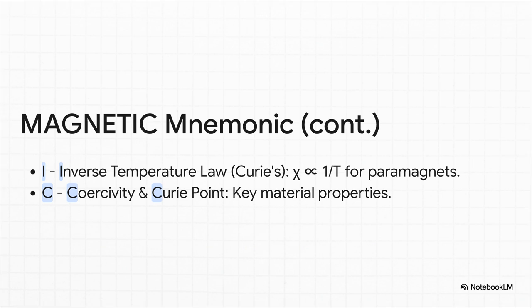And to finish our checklist, I is for the inverse temperature law. That's Curie's law, for paramagnets only, remember? And finally, C stands for core concepts like coercivity and the Curie point. That is it. Magnetic. Just say that word to yourself and you've basically reviewed every major concept and trap in the chapter.